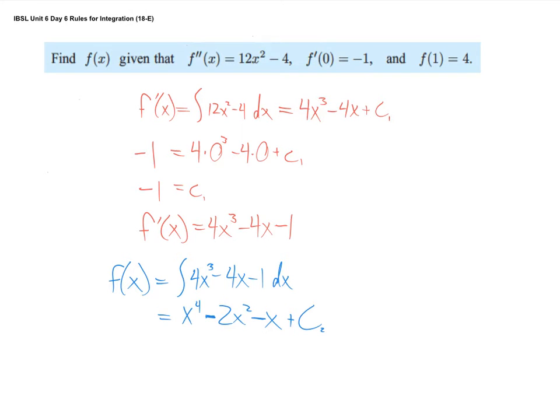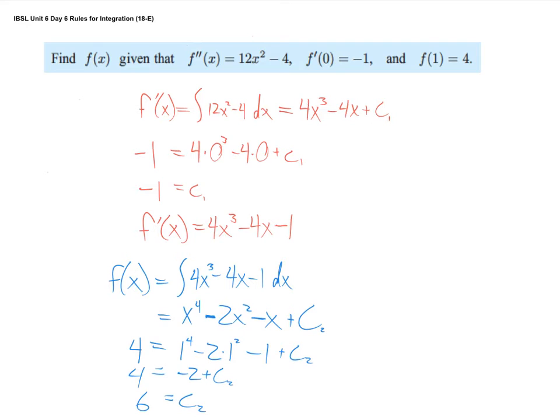Alright? You could use c and d if you want. It doesn't really matter. There's nothing special about c. So, but we've got to figure out the constant now. So, we were given that a point on this function was the point (1, 4). So, it's going to equal 4 when x is 1. Okay? So that's 1 minus 2 minus 1, so that's a -2 plus c2 equals 4. So c2 must equal 6.